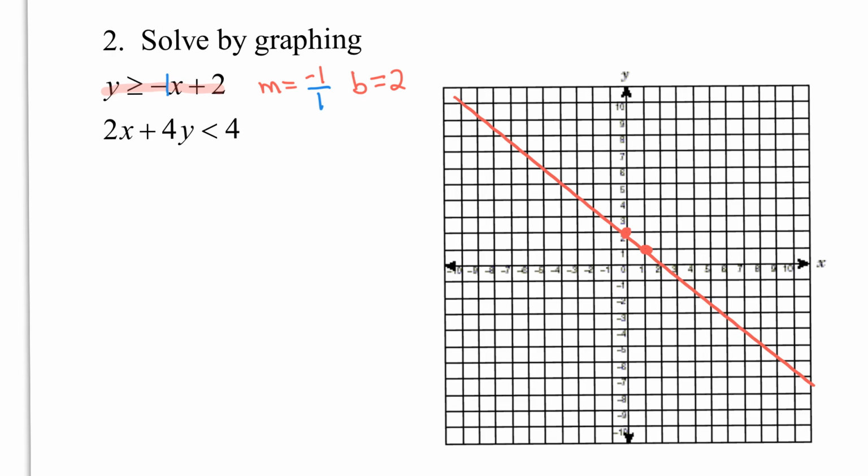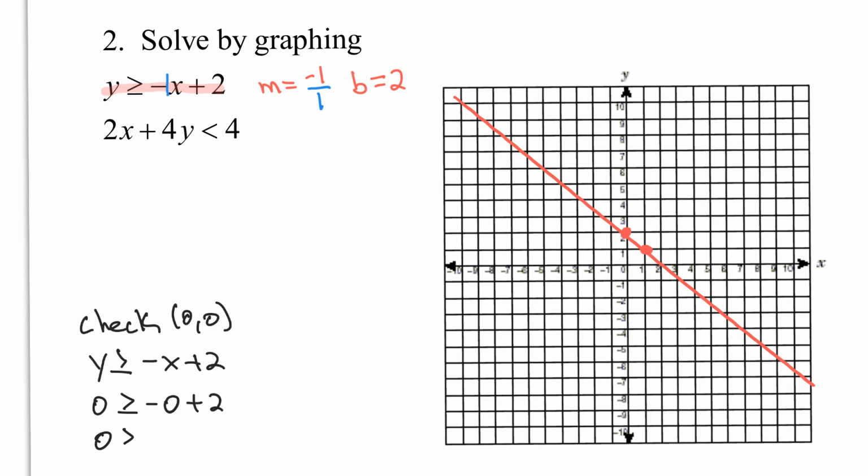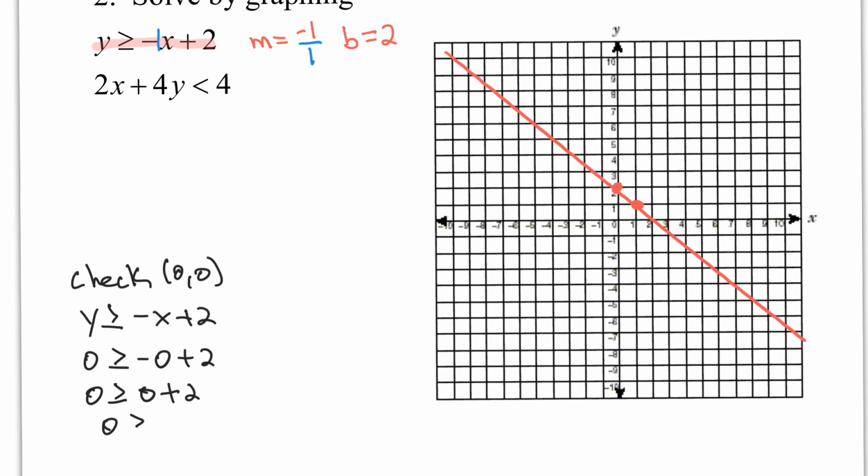So once again, I can check the origin. And I'm going to check 0, 0. So I'm going to substitute into the inequality. There's the inequality again. And I have 0 greater than or equal to negative 0 plus 2. We know 0 is not negative or positive, so it's just a 0. So I don't need that negative next to the 0. And we get 0 is greater than or equal to 2.